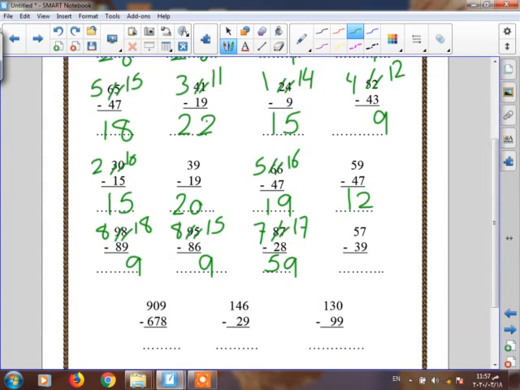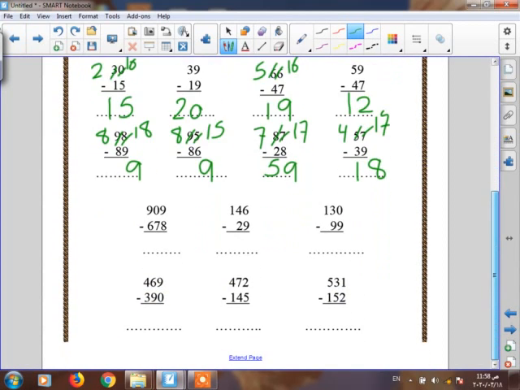57 minus 39. I start from ones. 7 minus 9, no we can't. Borrow 1 from 5. 5 becomes 4 and 7 becomes 17. 17 minus 9. After 9, 10, 11, 12, 13, 14, 15, 16, 17. How many? 8. 4 minus 3 equal 1. So the answer is 18.